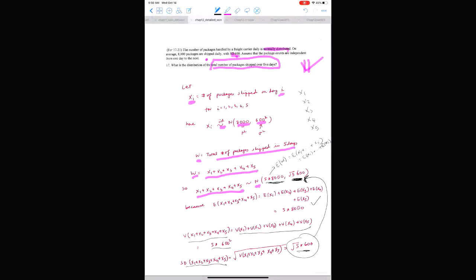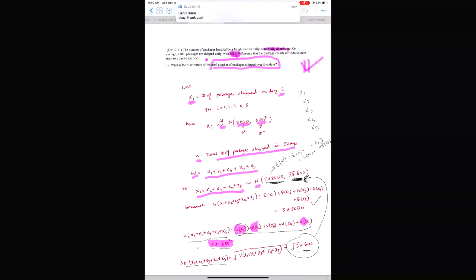Why is it 600 to the power of 2? Well, it is 600 squared because we are considering each of these individual variances, and the standard deviation was given as 600. If the standard deviation is 600, the variance is 600 squared, and that's what I have written here. Here I have 600 squared, here I have 600 squared, all the way to here I have 600 squared. So 5 times 600 squared. That's what I have. Okay? Did that make sense?